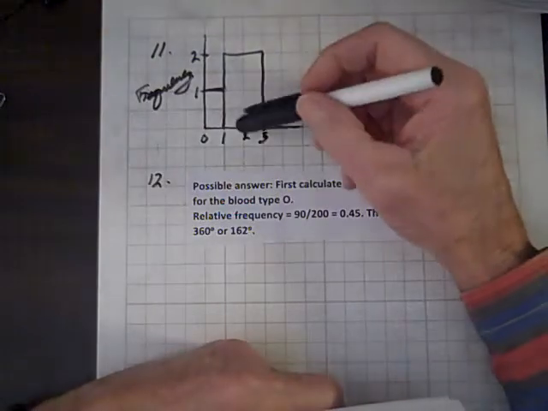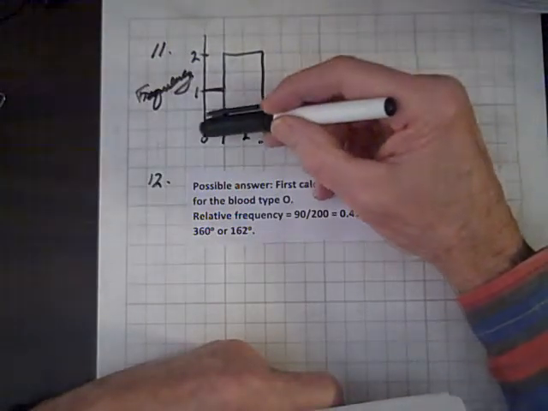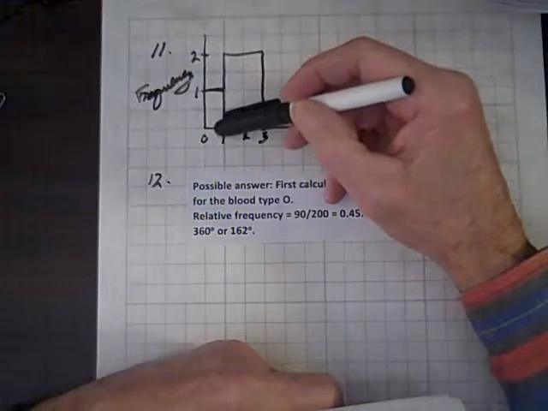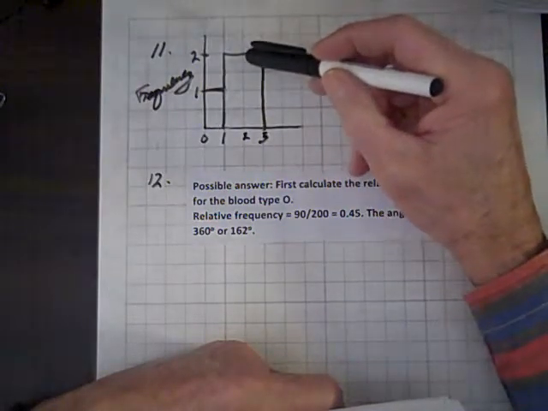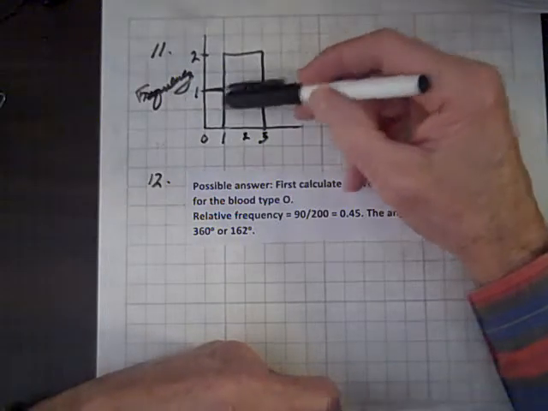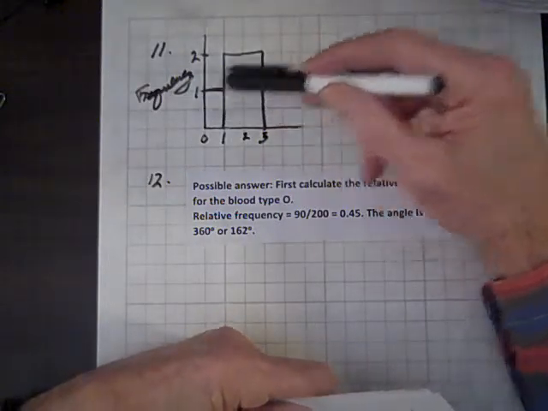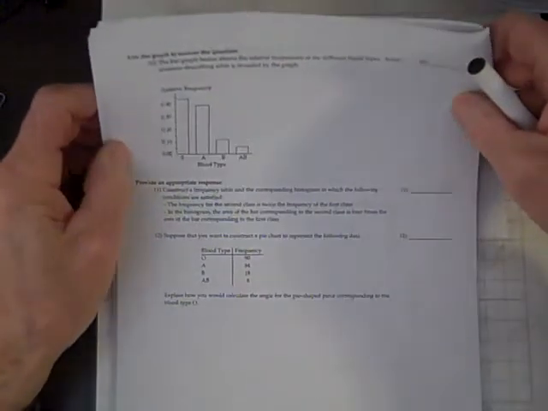And now it says in the histogram, the area of the bar corresponding to the second class is 4 times the area of the bar corresponding to the first class. Well, this bar is 1 across by 1 up, so that has an area of 1. This bar happens to be 2 across by 2 up, and 2 times 2 is 4, so this area is 4 times the area of the first class.